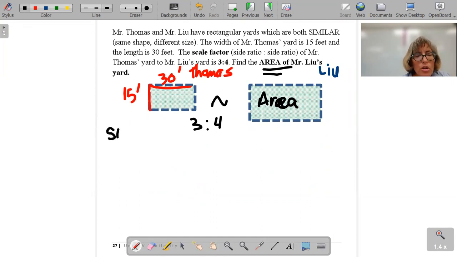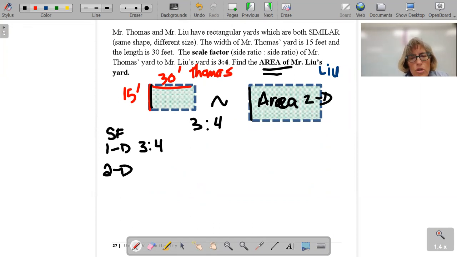Scale factor is a side-to-side ratio length. Scale factor by definition is only one dimension. So our one-dimensional ratio is 3:4. Our two-dimensional ratio, which is what we need because area is 2 dimensions, is going to be 3 squared, 9, 4 squared, 16.